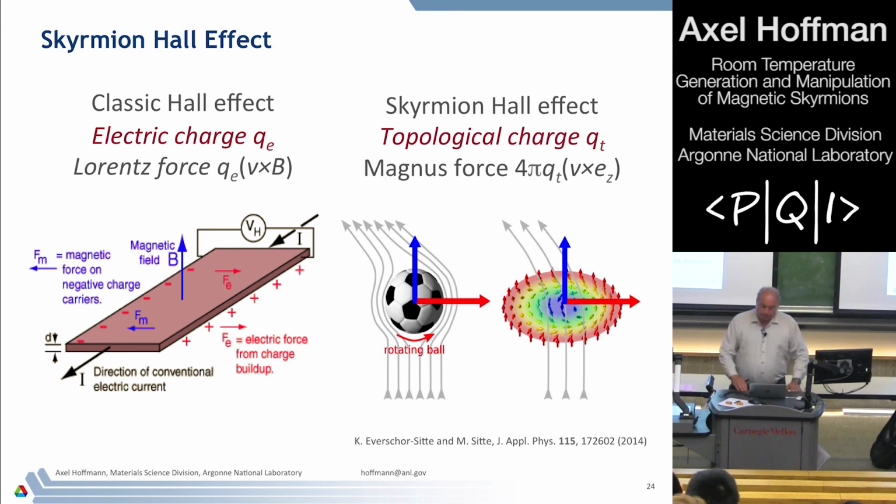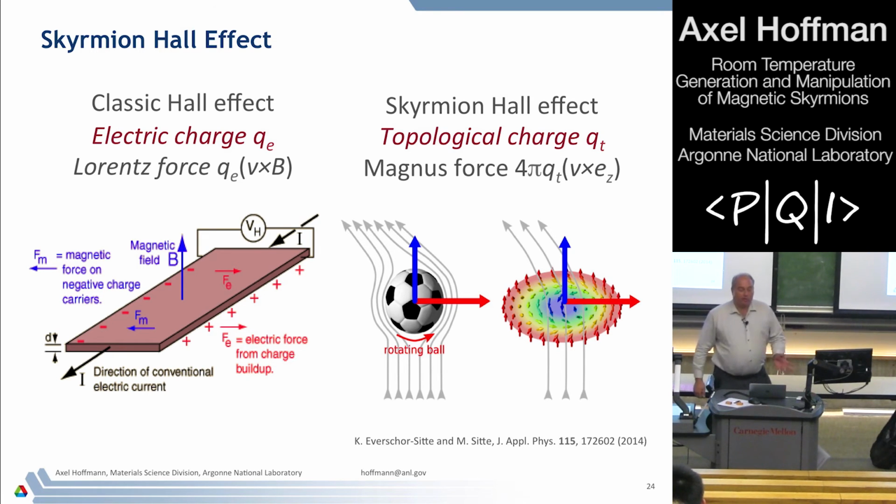Now, it turns out skyrmions are electrically neutral, but they have a topological charge. And this topological charge also should result in a very clear transverse force, which is called Magnus force. And it's directly proportional to this topological charge and the velocity, very reminiscent of what we see here.